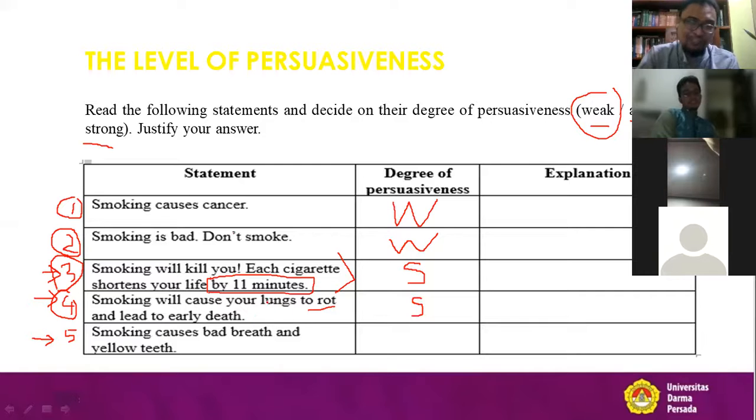Of course, if you put some more additional points, this could be even stronger, right? And number 5, I think, is quite average. We know that smoking causes bad breath, and could also be causing yellow teeth, right? So this one is also the average. Let me just get out of here.